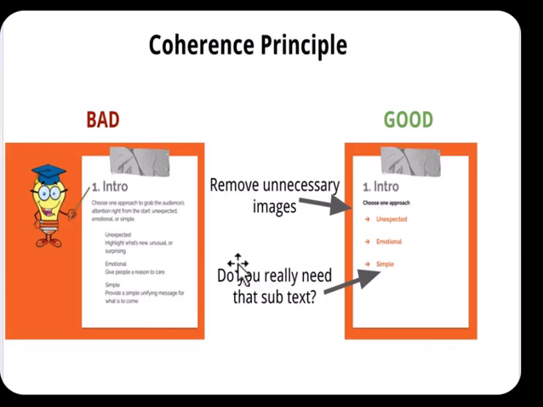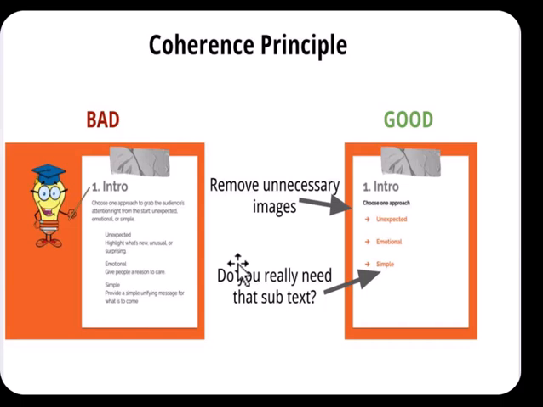The coherence principle specifically influences extraneous processing, which is the effort expended on processing irrelevant information. The goal is to reduce extraneous processing to free up cognitive resources for essential and generative processing.